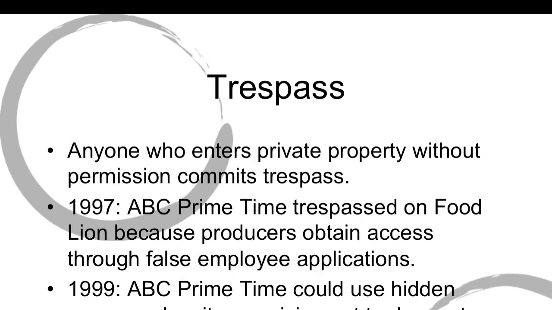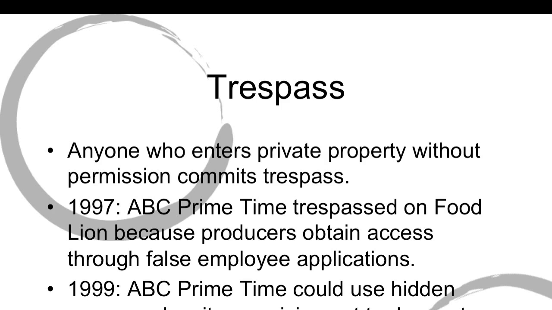The third area is trespass, which is anyone who enters private property without permission commits trespass. And there have been a number of cases involved here. So we talked earlier about Red Lion where the producers of ABC Primetime provided false information, but they also obtained access and therefore trespassed by providing this false information on applications.